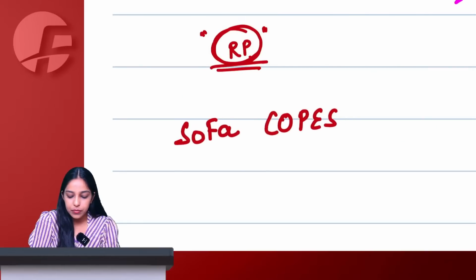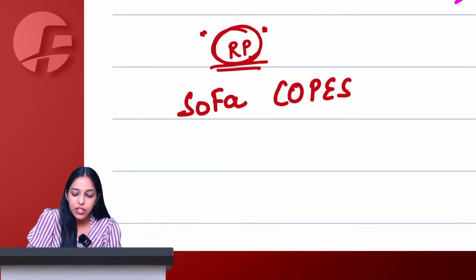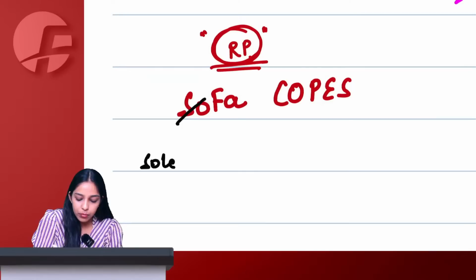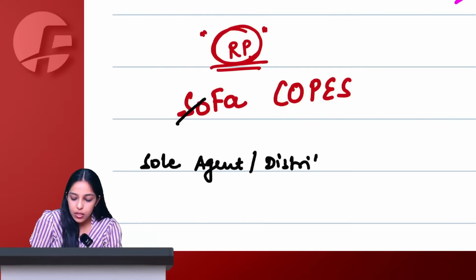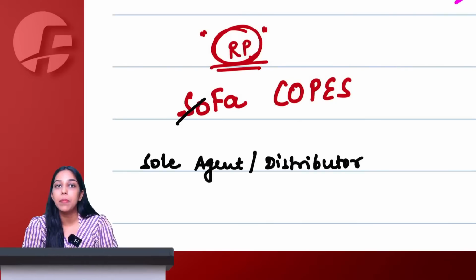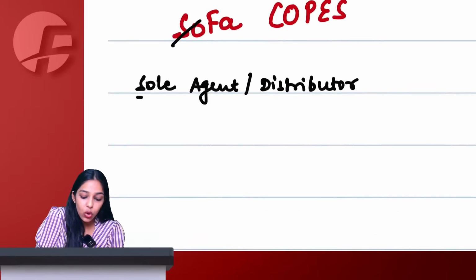SOFA corpus. Now, who are the related persons in GST? A mnemonic which says SOFA corpus. Ma'am, what is SO? SO means sole agent or sole distributor. See, not every agent is my related person under GST. Only and only a sole agent.